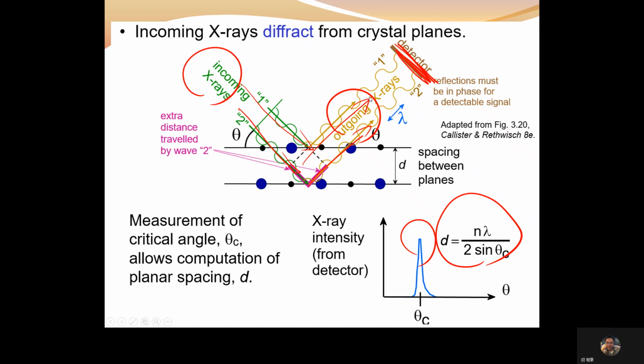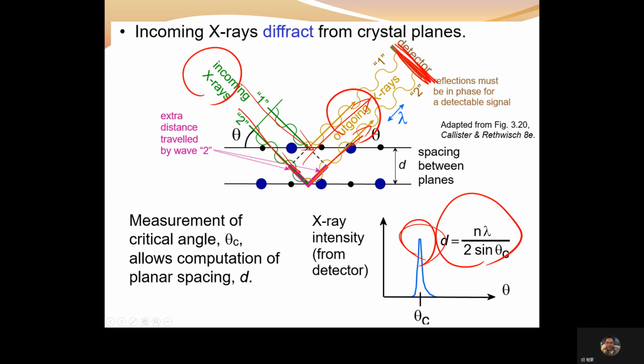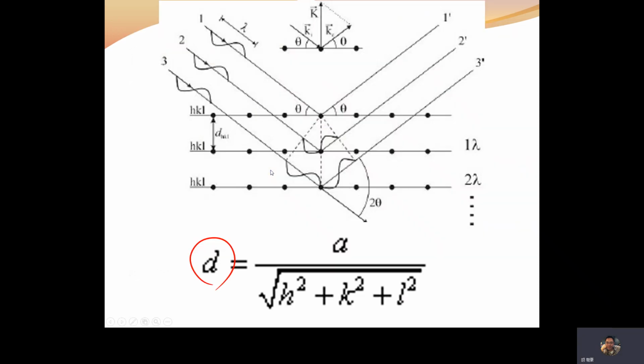When these two X-rays are in phase, that means the two waves are constructive. Therefore, we'll see a sharp peak. We'll detect the sharp peak right here. Therefore we can find out the d-spacing right here. And here the critical theta is this angle. So let's look at the machine right here.